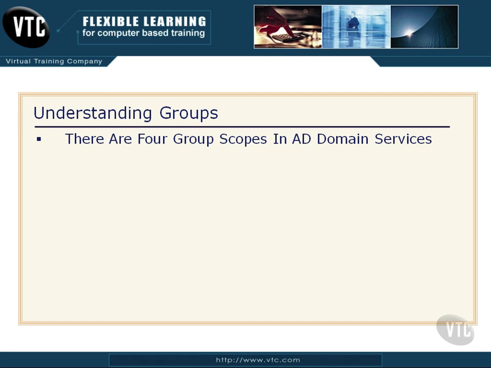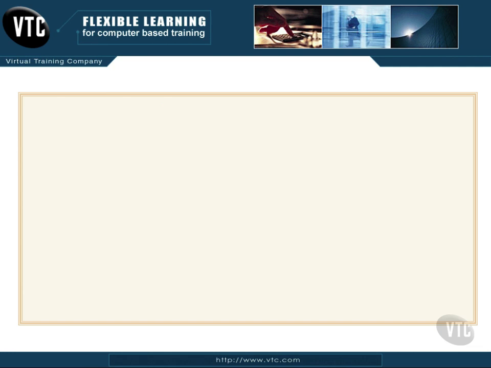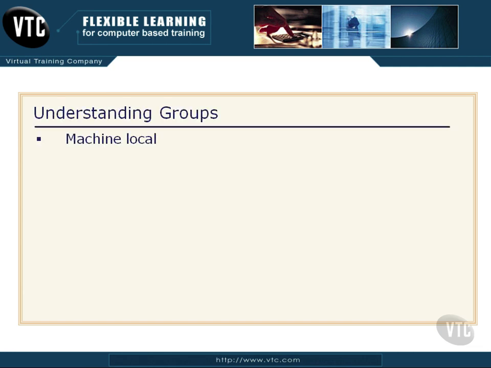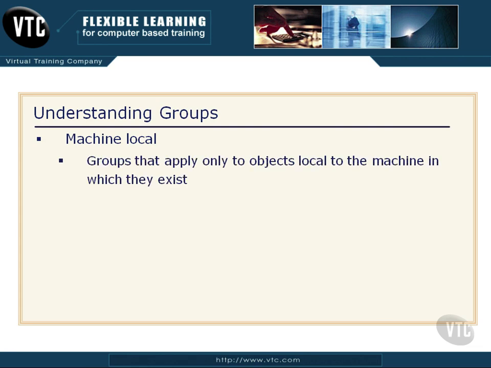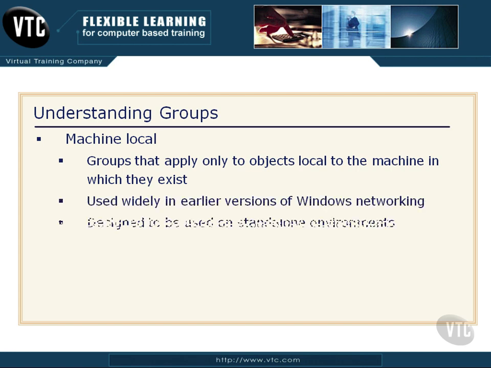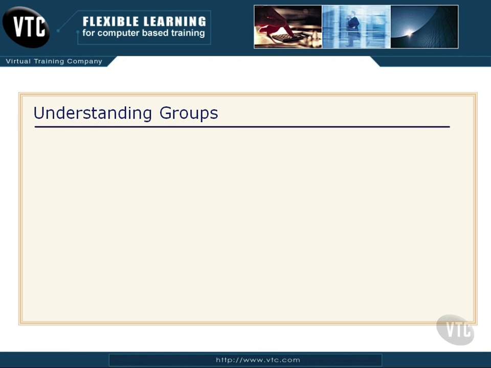Now, there are 4 group scopes in Active Directory Domain Services, and you need to understand these. The first is machine local, then domain local, then global, and universal. So let's take a look at each one of these. The first one, machine local, these are groups that apply only to objects that are local to the machine in which they exist. These were used widely in earlier versions of Windows networking. They're really designed to be used in standalone environments, so you don't see them very much anymore.